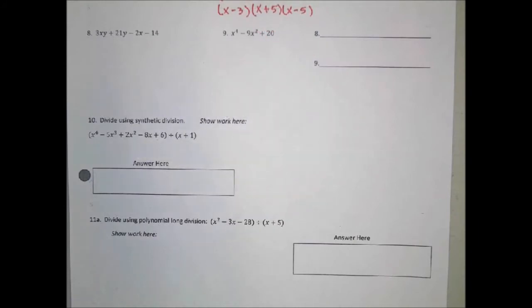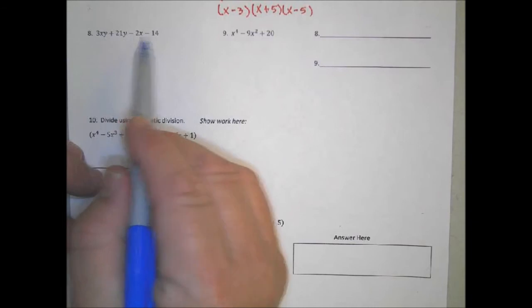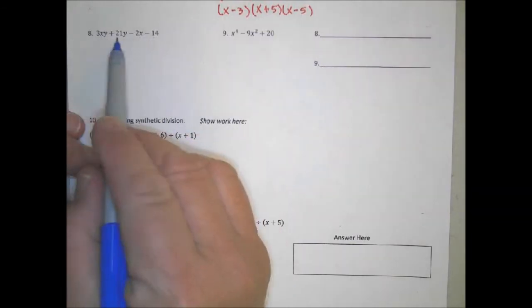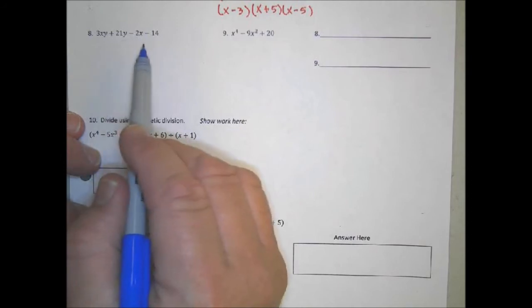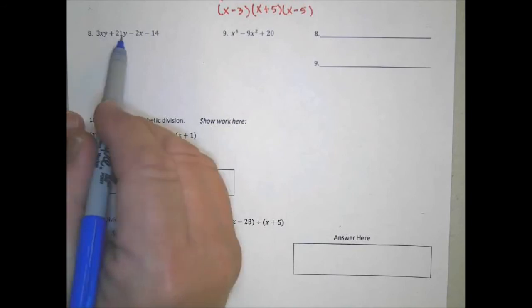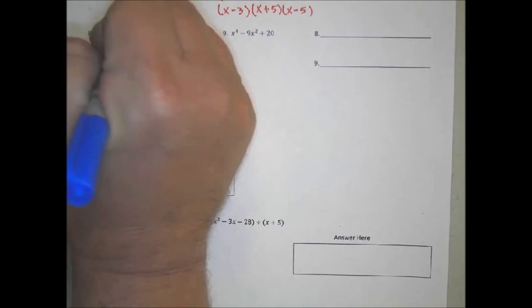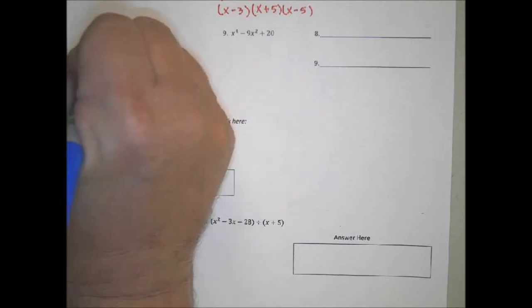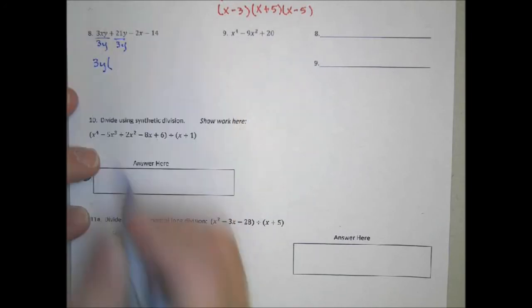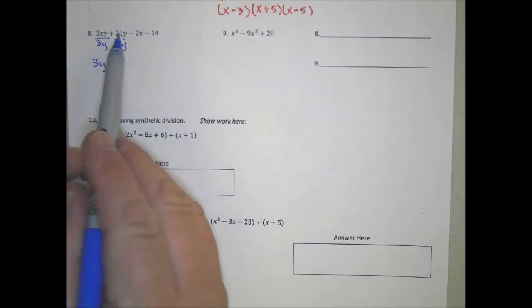Problem number 8 is a 4-term polynomial with nothing that's common to all 4 terms. So there's no GCF for all 4 terms. That's almost always just a dead giveaway that this is going to be a factor by grouping. Look for something common in the first 2, which I see a 3 and a y. So 3y is common to the first 2 terms. So if I factor the 3y out from the first 2 terms, I'd be left with just the x and then a plus 7.